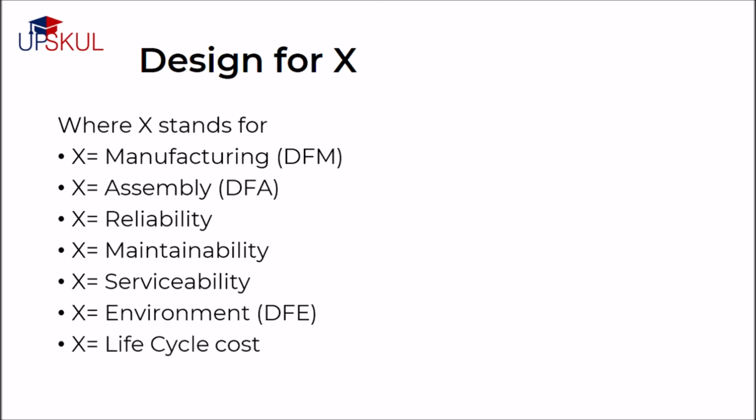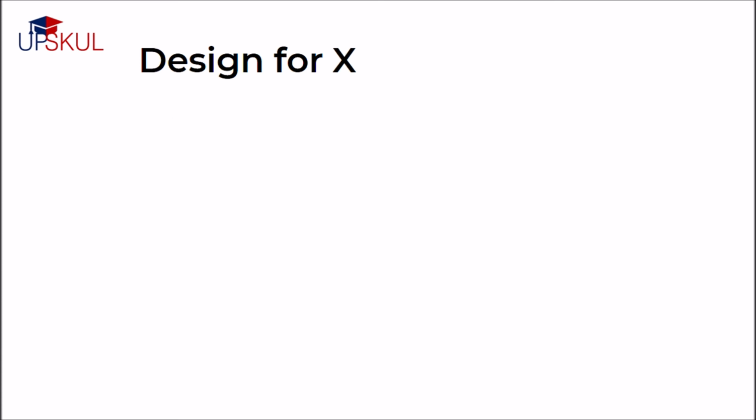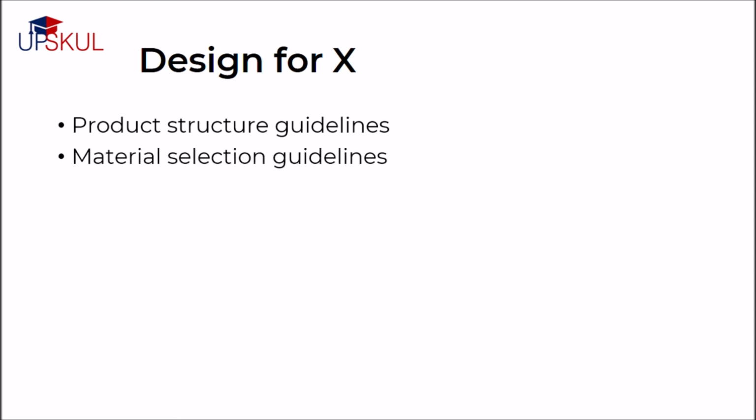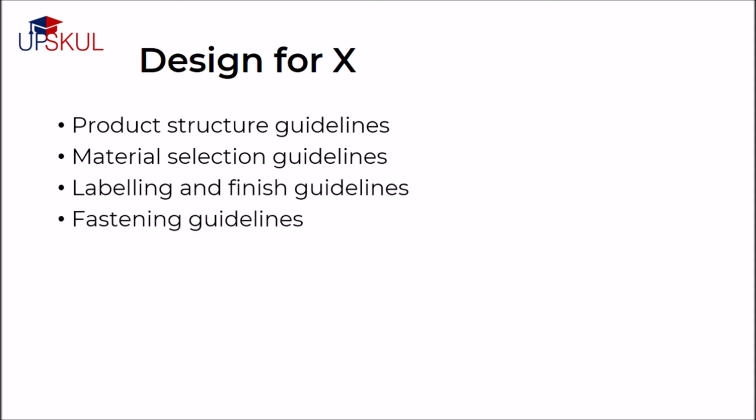For each of these specializations, there are guidelines that help the designer to make the right choices among the alternatives. There are guidelines for how the best product structure should be made, how the correct material should be selected, labeling and finishing guidelines, fastening guidelines, and various procedures on how to check the environmental effects during manufacturing, disposal, and recycling of your product.